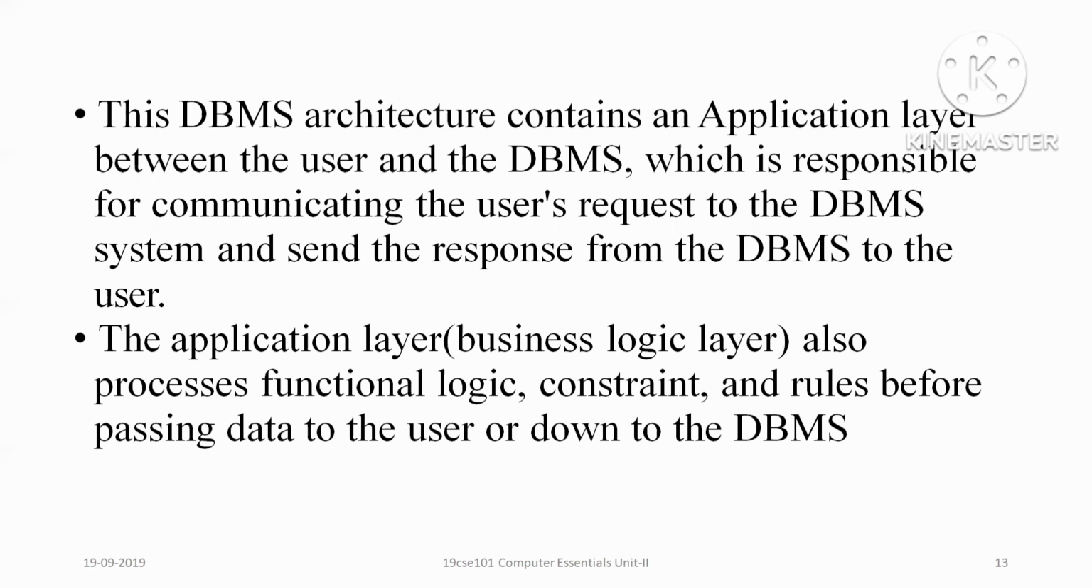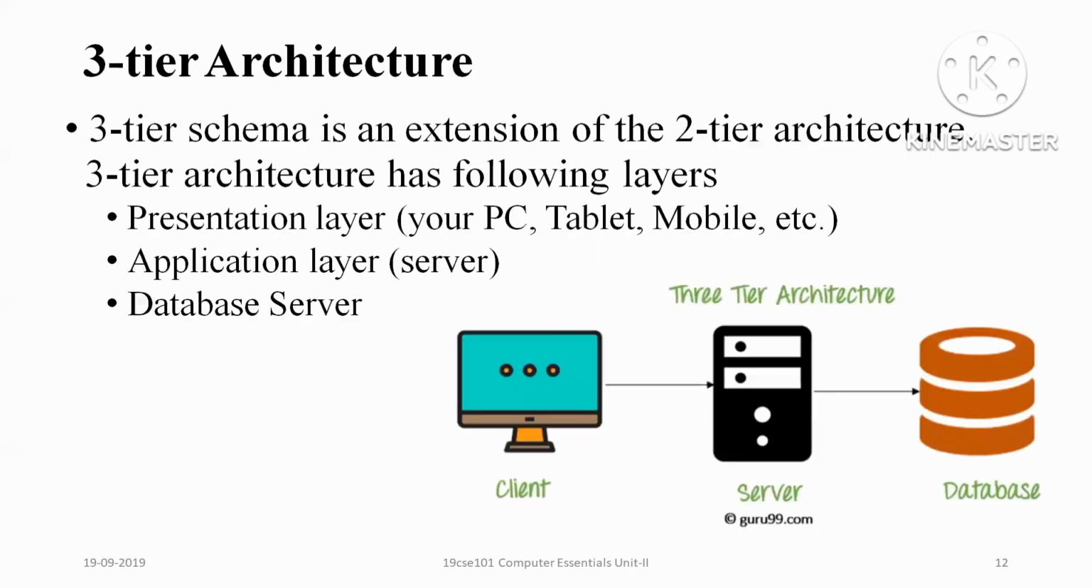In simple terms, briefly: one tier architecture means client, server, and database are on the same machine, right? In two-tier architecture, client and database are there. In three-tier architecture, there are three layers: client, server, and database in three different places. Understood? Here is the example of three-tier architecture.